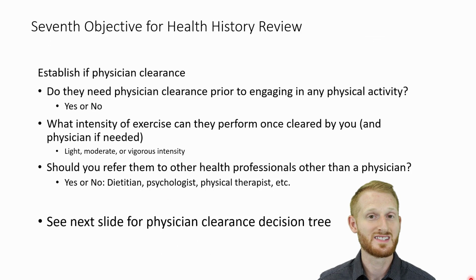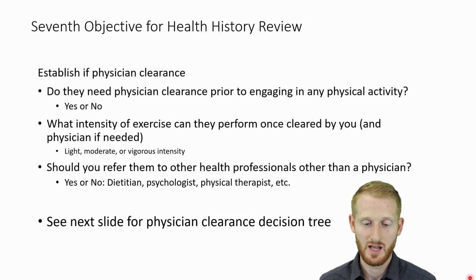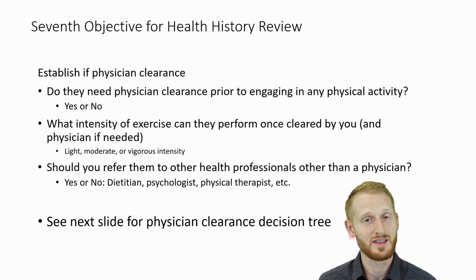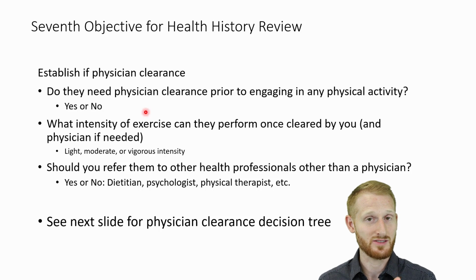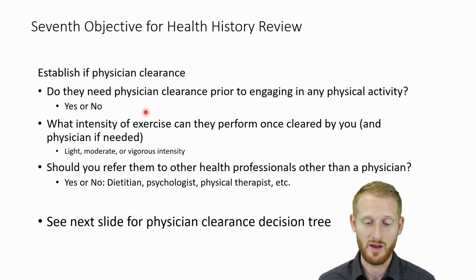So the seventh and the last objective that you need to do is to determine whether or not they need medical clearance or physician's clearance. There is a decision tree that we're going to talk about on the next slide from the ACSM, but let's just talk about this from a general perspective for a moment. So do you need clearance prior to engaging them in exercise? Yes or no? That's really the question you're after. And that's before you do any exercise testing and before you do exercise prescription, working with them on a regular basis. So do not test people until you know if they need medical clearance.